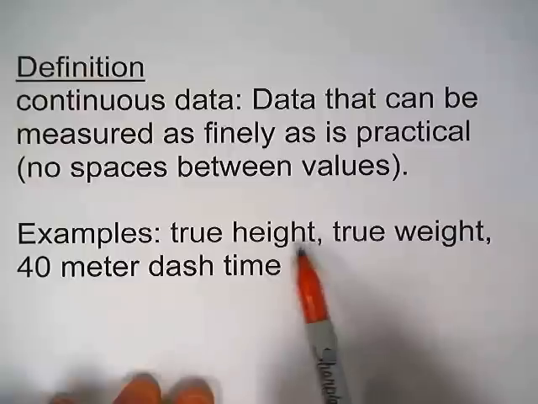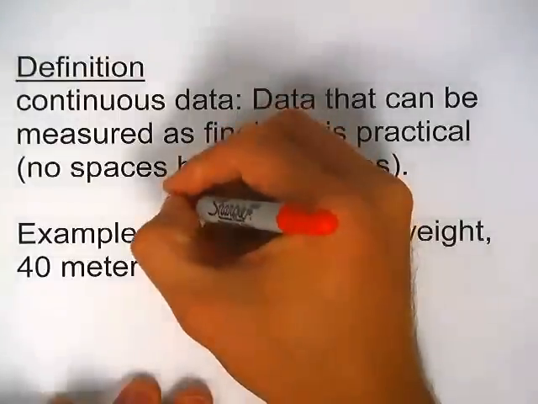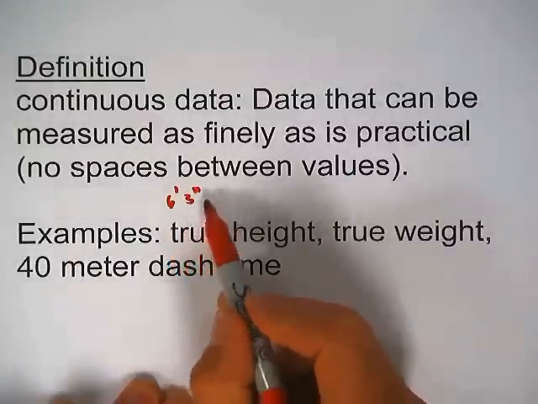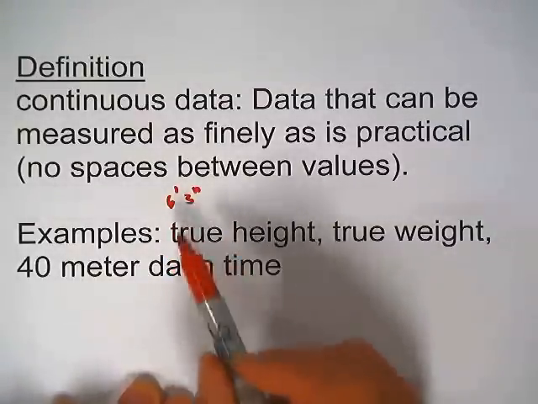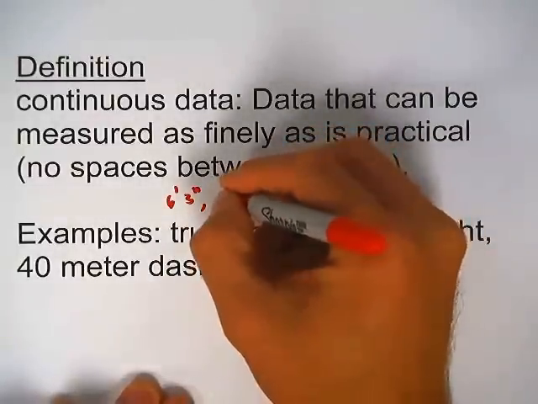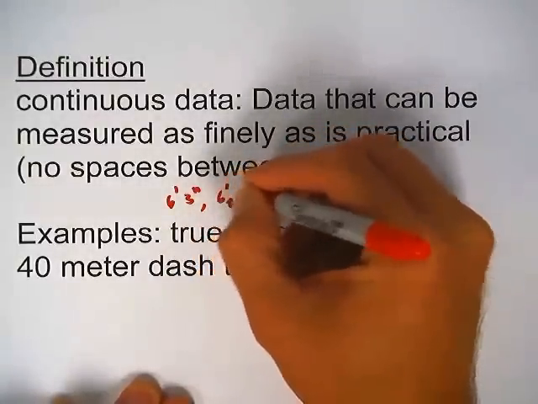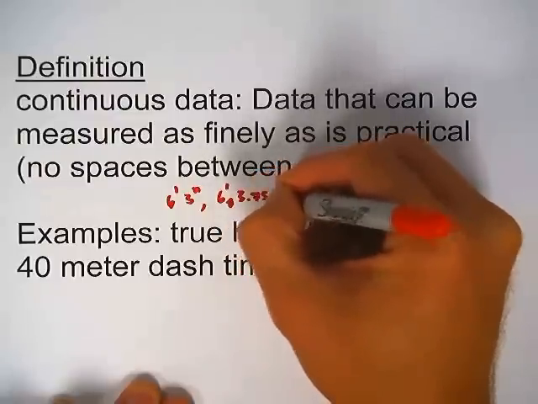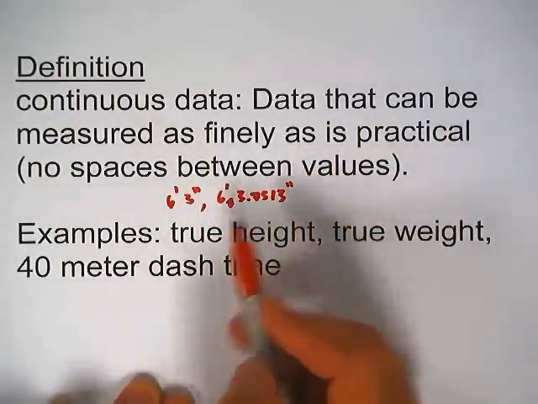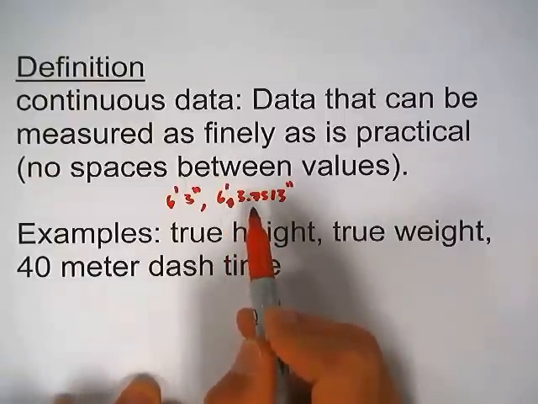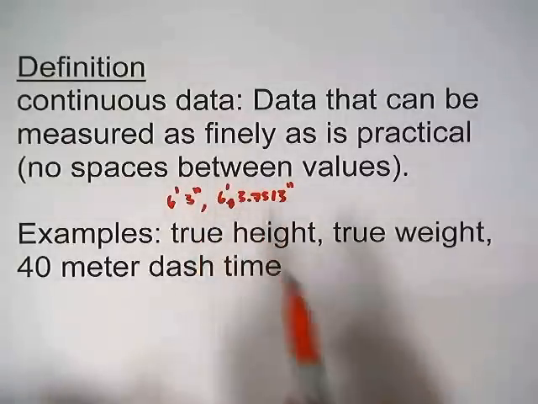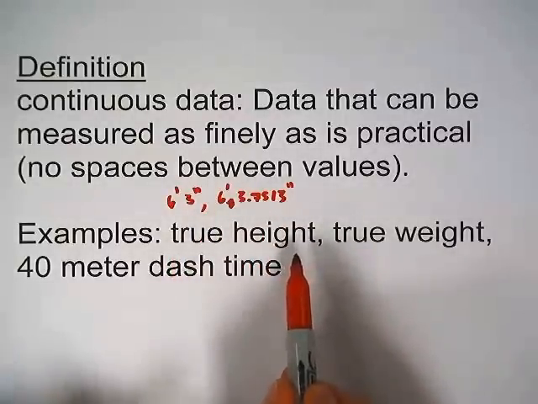If we're thinking about the true height of someone, somebody might be 6 feet 3 inches. Okay, that would be a value associated with true height. But if we wanted to measure that person more accurately, if we had a way of measuring somebody very, very accurately, they might end up being 6 feet 3.7513 inches. That's a possible height value. It's hard to measure that finely, but if we needed to, we could. Because there are no possible heights within reason that we're not able to measure to, the true height of somebody is considered a continuous variable.